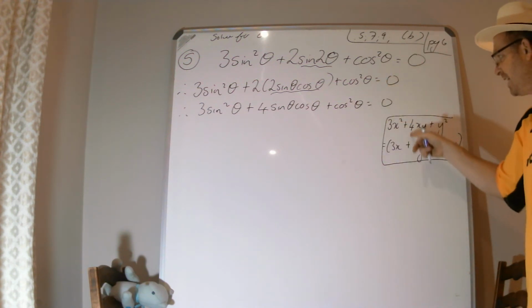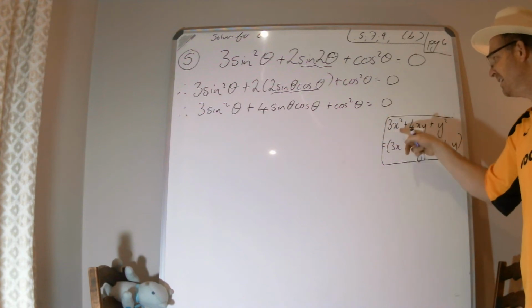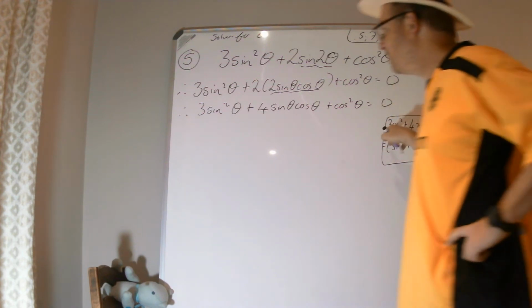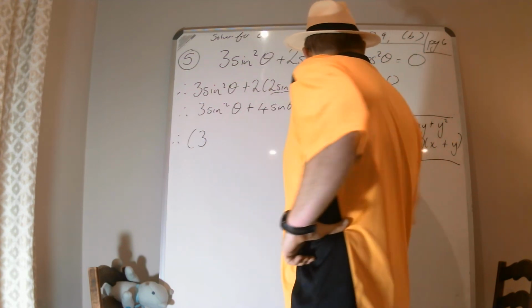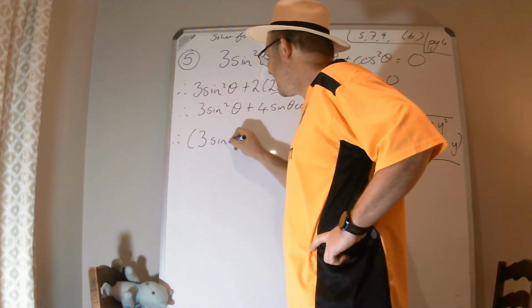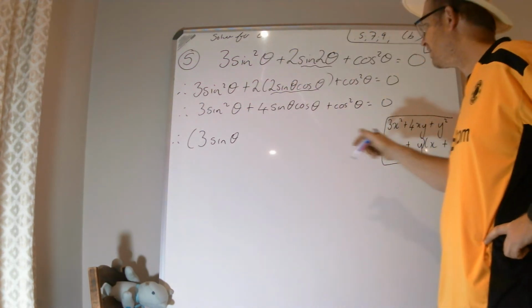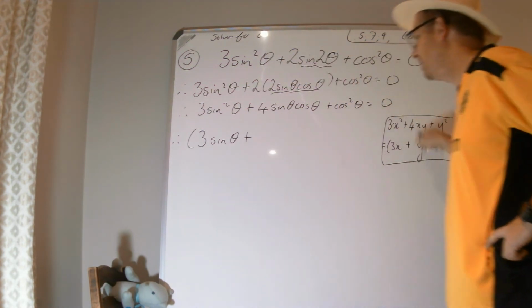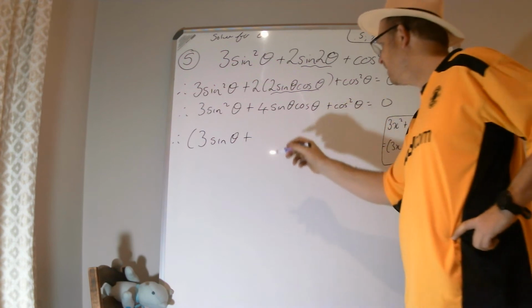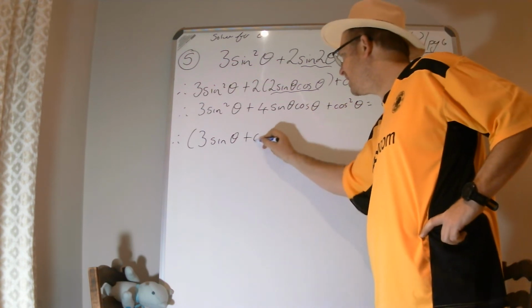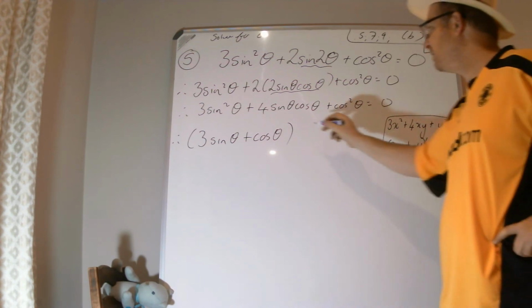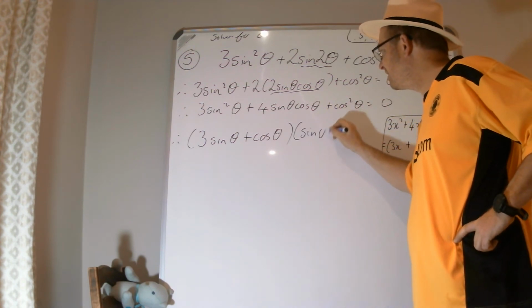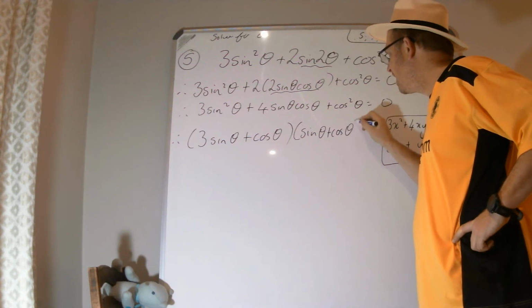Well, now using that logic, I can factorize that. X was sine, so remember, do that on the side of your page. So you're going to have 3x, in other words, 3 sine theta. Some of you will be able to do this without going through that process. That's fine. 3 sine theta plus cos theta, because it's 3x plus y, times x plus y, in other words, times sine theta plus cos theta, equal to 0.